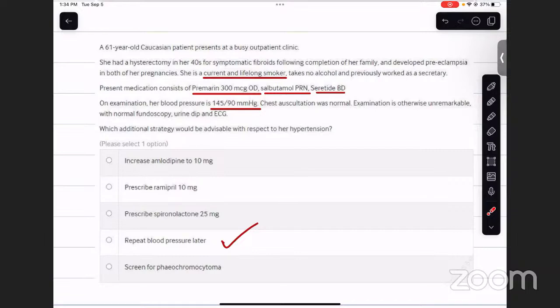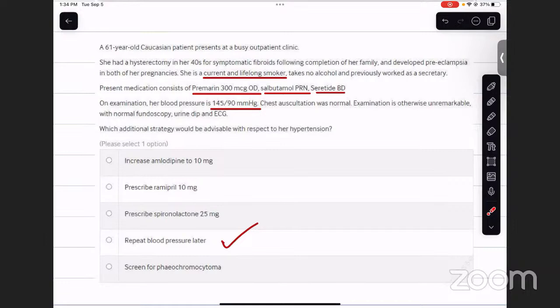So according to NICE guidelines, to monitor blood pressure at the clinic, we must take 3 measurements with an interval of 1 minute. We will take the average of systolic and diastolic, using the lowest value of systolic and diastolic. And we will know it as the clinic blood pressure.